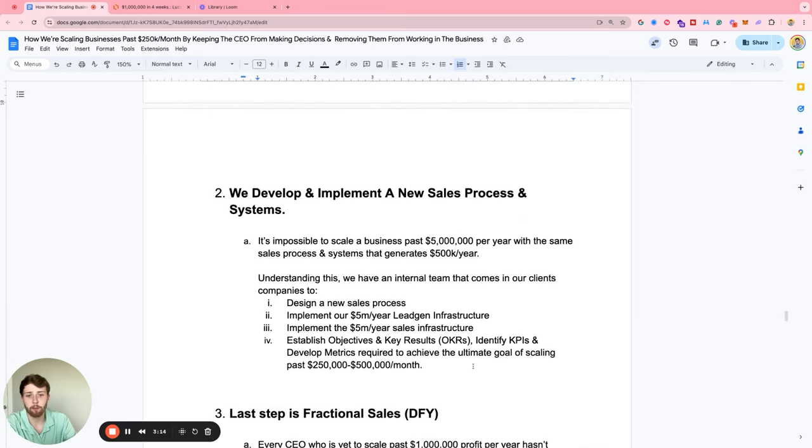And number two, we develop and implement a new sales process and systems. For A, it's impossible to scale a business past 5 million per year with the same sales process and systems that generate 500K per year, right? And so understanding this, we have an internal team that comes into our clients' companies to, one, design a new sales process, two, implement our 5 million per year lead gen infrastructure, three, implement the 5 million a year sales infrastructure and playbook, and four, establish objectives and key results, or OKRs, and also identify KPIs and develop metrics required to achieving the ultimate goal of scaling past $250,000 to $500,000 per month and beyond, okay?